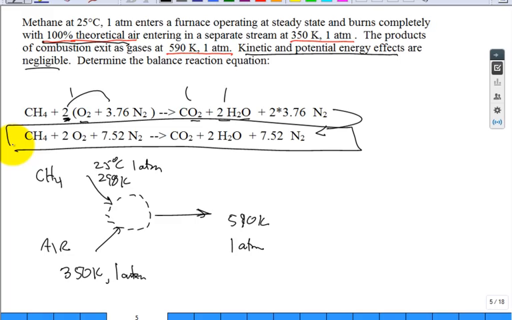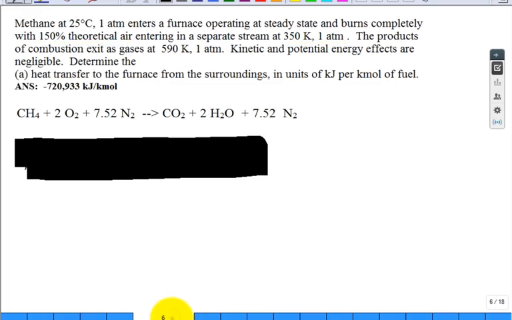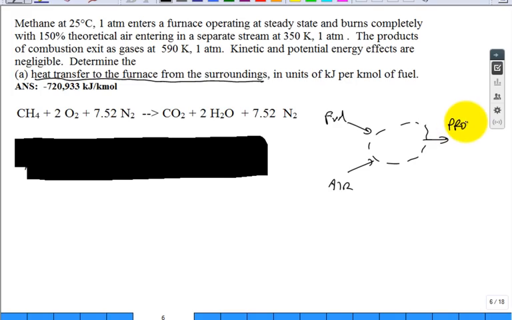All right. Once you do that, let's continue on now. You have that equation in front of you. It says, determine the heat transfer to the furnace from the surroundings. So this is the control volume where you're bringing in your fuel, you're bringing in your air and fuel, and you're going out with products. And that's a furnace. And look at the wording, to the furnace from the surroundings. This is the direction they're saying for this Q dot.